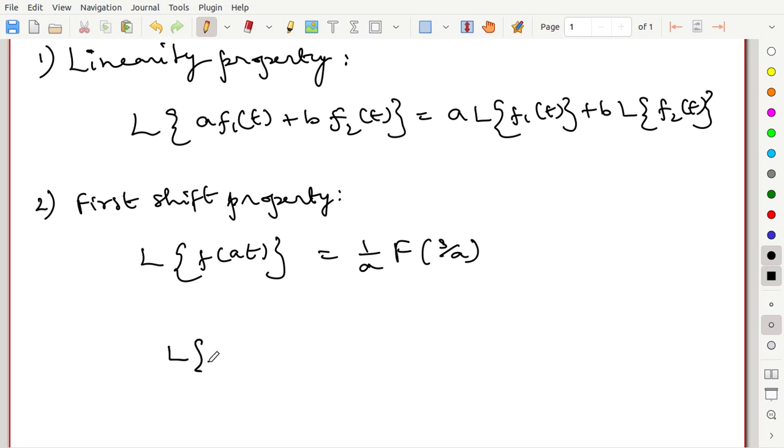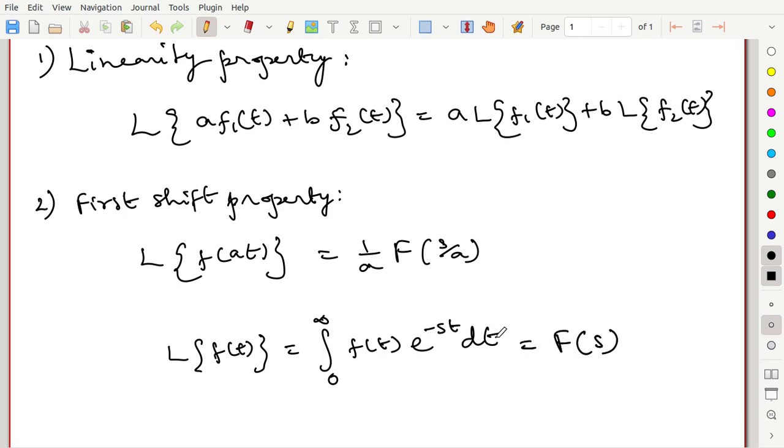So L of f of t is equal to the integral from 0 to infinity of f of t e power minus st dt. When we perform this integral, we have a function which is a function of s alone. So this F of s by a is nothing but this function where s is replaced by s by a. So this is what the first shift property tells: the Laplace transform of f of at is equal to 1 by a times F of s by a.